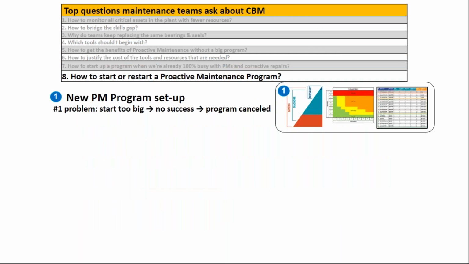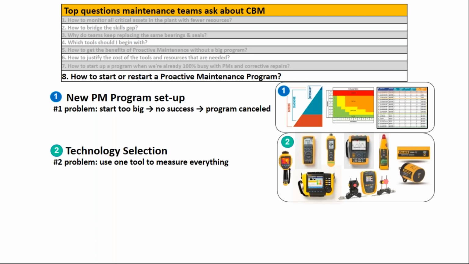So that gets us into our last question, which is a little bit of a review. So how do I start or restart a proactive maintenance program? And step number one we just talked about, and that is start small. The number one failure mode of a program is to start too big. If you start too big, you're still setting up the program when people are asking for results and the program is canceled. So the answer is start small and grow.